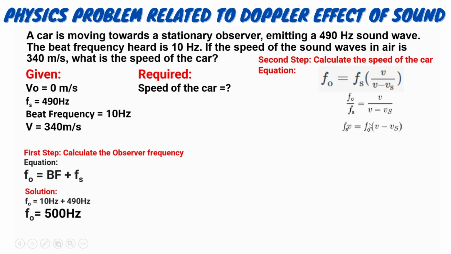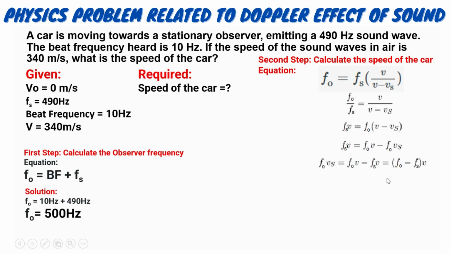Now, the next thing to do is we can distribute Fo. We can multiply it since there is a parenthesis in this formula. So, applying the distribution, Fo times V, and then Fo times Vs. So, you have here minus FoVs. Okay? And since we are asked to get Vs, we can transpose FoV to the other side. So, this will be now our equation.